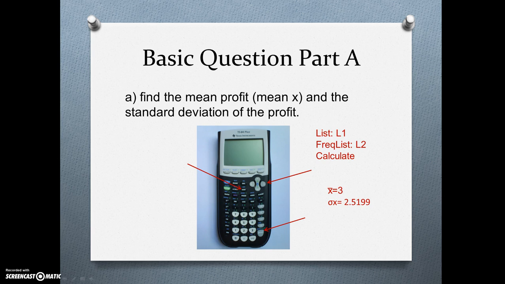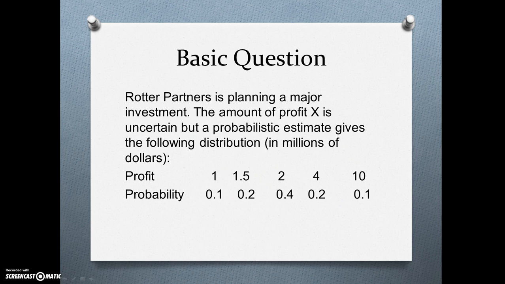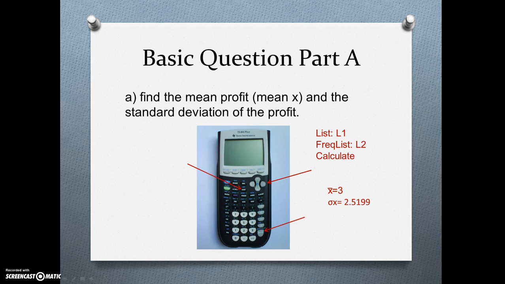Basic question part A. Find the mean profit, mean X, and the standard deviation of the profit. To do this, I used my calculator. First, I hit Stat, then I clicked Enter so it would hit Edit. Then I inserted my list 1 was the profit, and then my list 2 was the probability.